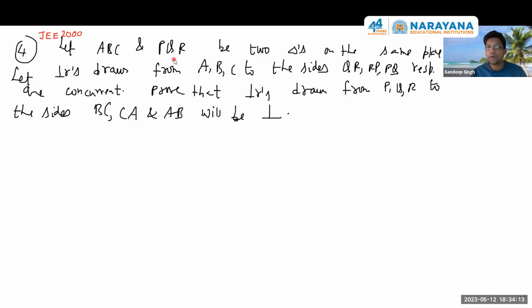Let ABC and PQR be two triangles on the same plane. Let perpendiculars drawn from ABC to the sides QR, RP, PQ respectively be concurrent. Prove that perpendiculars drawn from PQR to the sides BC, CA and AB will also be concurrent. And you have to try this using vectors.